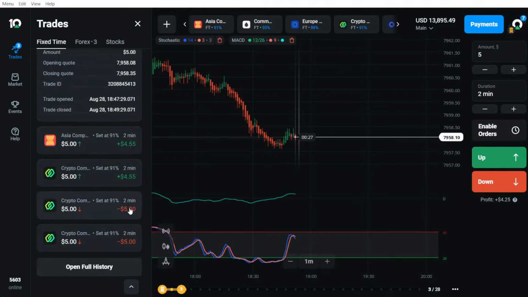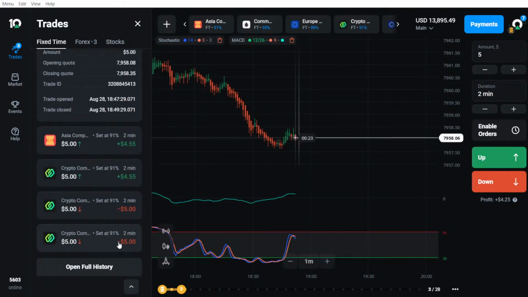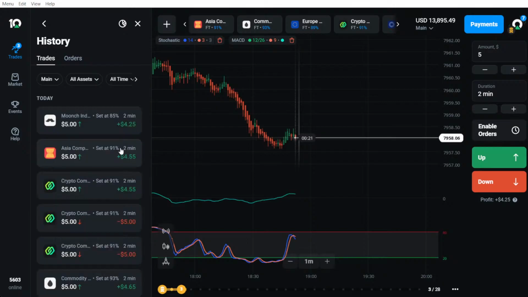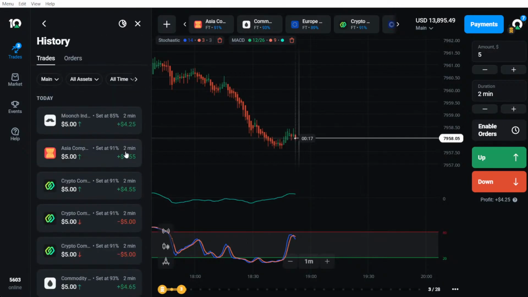So see, in the morning also I was taking 2-minute trades. Now also it's going fine. Let me show you a bit more. Okay, so you can see the time frame is the same, but if any changes are needed, of course I'll make some changes.